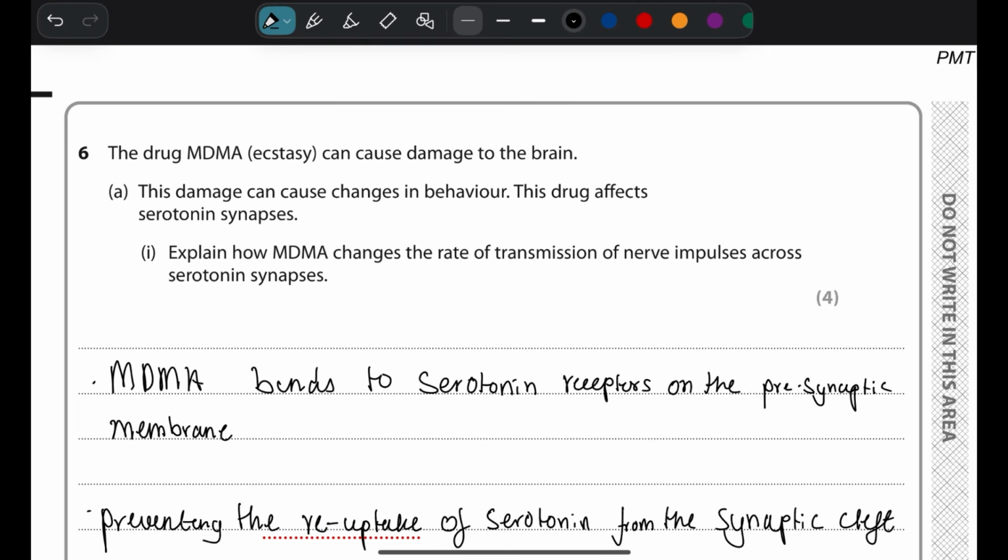Okay, so we have a bit of information here about MDMA causing damage to the bone. And to be honest, this is something that you should have learned from your lessons.